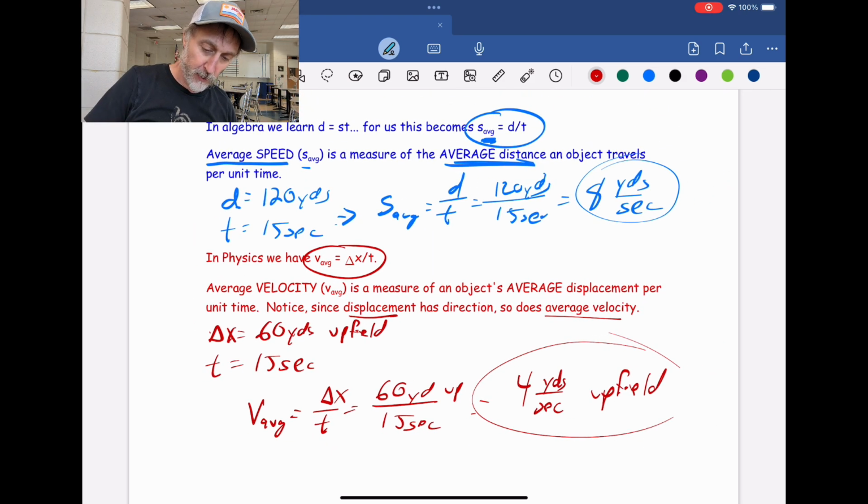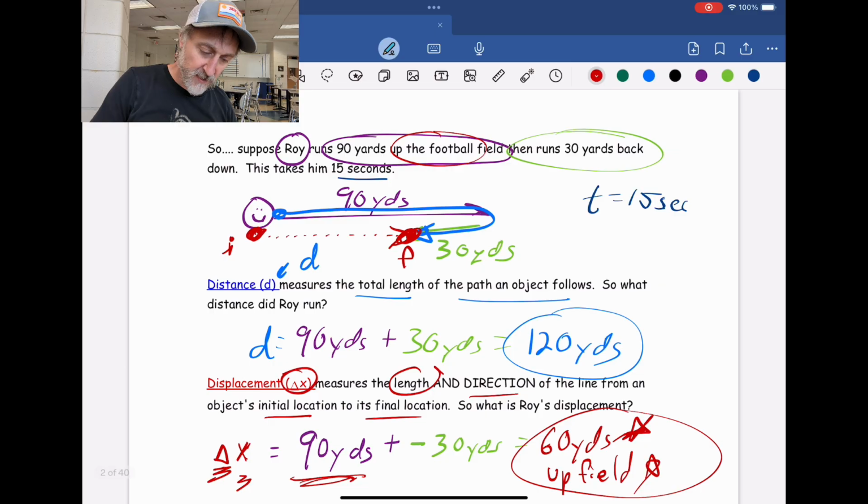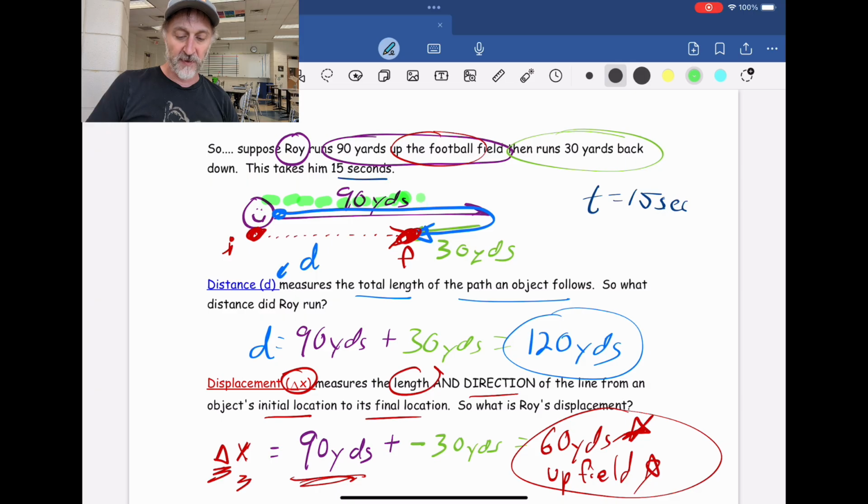And if it would help, let's go back to this and take a look. I'm going to switch to the highlighter here. So think about what's happening. Ready, set, go. 1 Mississippi, 2 Mississippi, 3 Mississippi, 4 Mississippi, 5. He's going upfield. He stops and takes a break. 7, 8, 9, 10 seconds, 11, 12, 13, 14, 15 seconds. So as he traveled, sometimes he was going up the field, sometimes he's going down the field. He may have sped up, he may have slowed down, but on average, he averaged 4 yards up the field every second. Okay, so there we go.